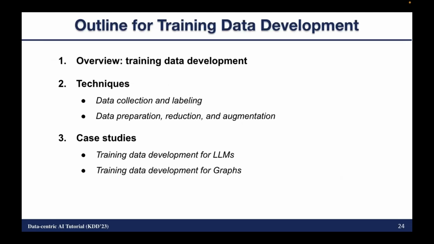The outline of this section is, firstly, I will give an overview of training data development, and then I will cover techniques. The first is data collection and labeling, which is about how we can create a data set. The second part is data preparation, data reduction, and data augmentation, which is more about how to refine the data set: given a data set, how to make it better. The third and most interesting part is case studies about how to apply data-centric AI to the problems we care about. The first is training data development for large language models, and the second is training data development for graphs, such as graph neural networks and knowledge graphs.